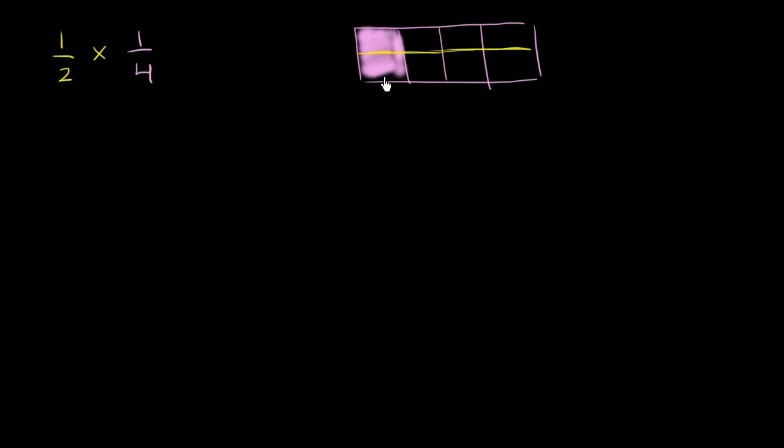So this whole pink area is 1/4, and now we're going to take half of it. So that's this yellow square right over here. But what fraction of the whole does this yellow represent? Well, it now represents 1 out of 1, 2, 3, 4, 5, 6, 7, 8 equal sections. So this right over here represents 1/8 of the whole.